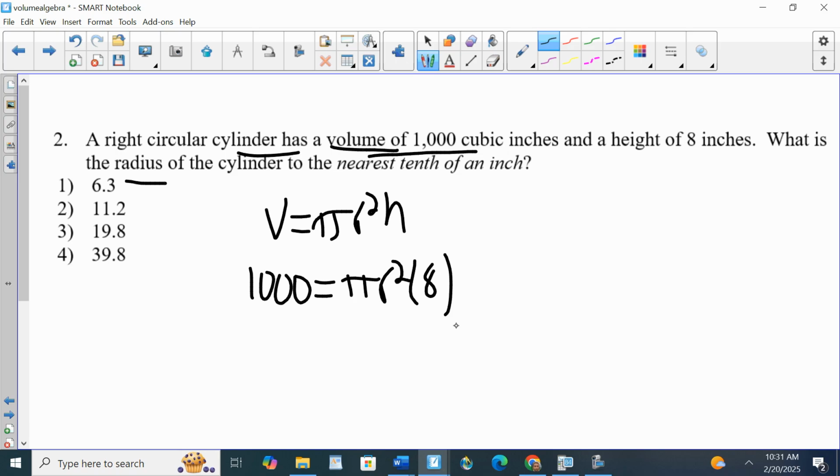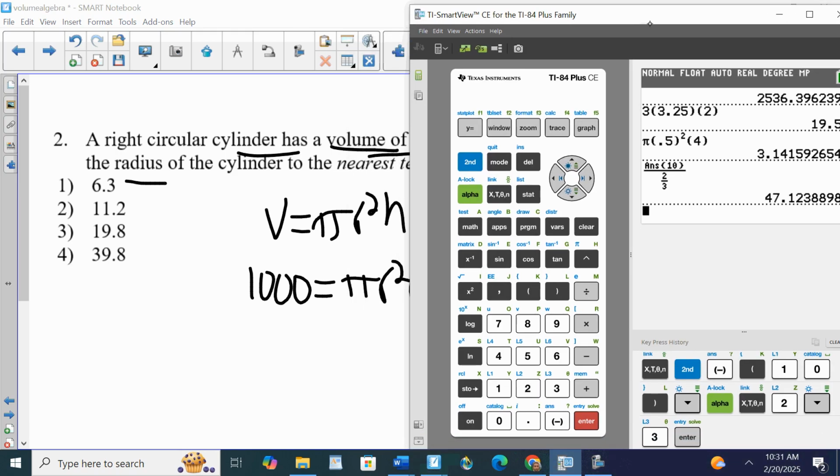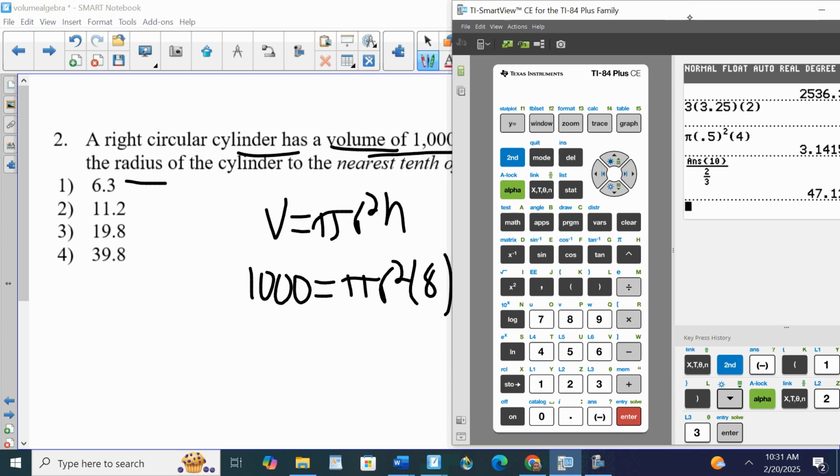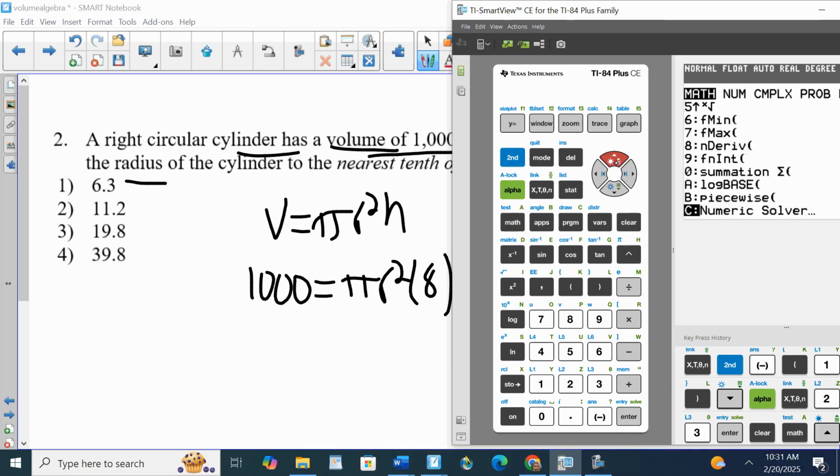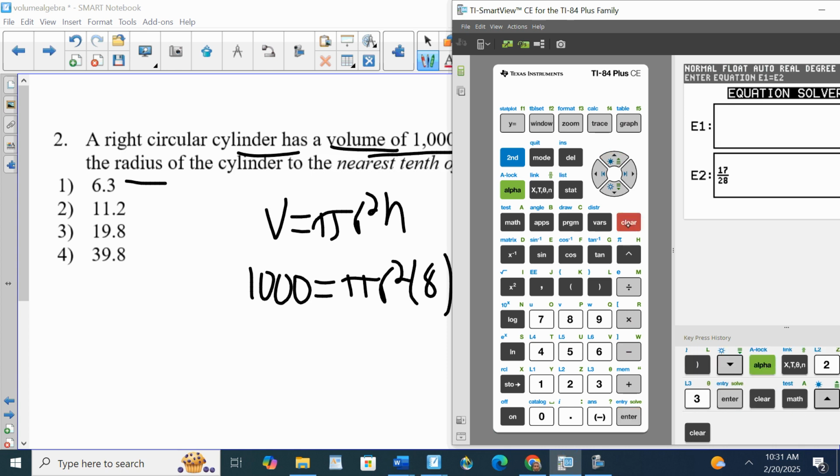Let's use the equation solver, and then we'll go over the algebra after. It's almost always multiple choice. Even if it's not, you're fine. Just get the answer correct. Math up. The equation solver is math up. Enter. Type in the left-hand side into E1, 1,000. Type in the right-hand side into E2. Pi, instead of r, I'll type x times 8.